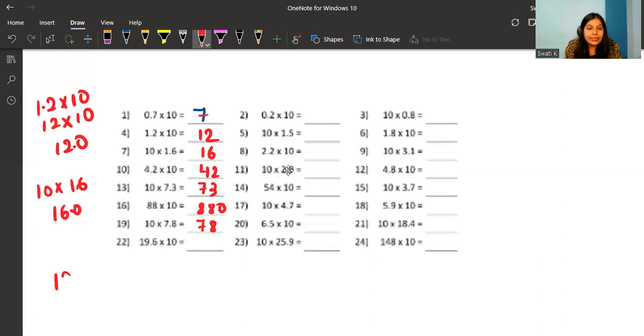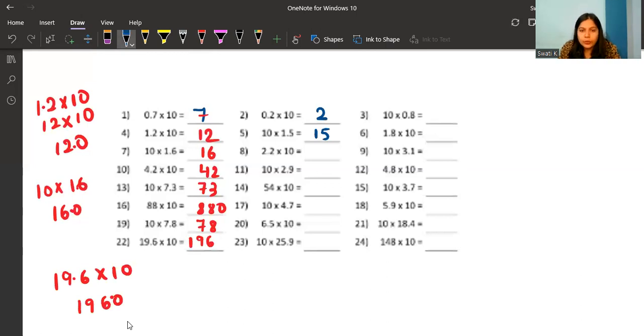19.6 into 10. Let's do this. Here, if you forget about the decimal, it is 196 into 10, which is 1960. After the decimal, one digit. So here you'll put the decimal, so the answer is 196. Let's go to the next question, which is 0.2 into 10. So 0.2 into 10, same, 20, then 2.0, which is 2 only. 10 into 1.5, which is 150, which is of course 15. 2.2 into 10, 220, which is 22.0, which is 22.